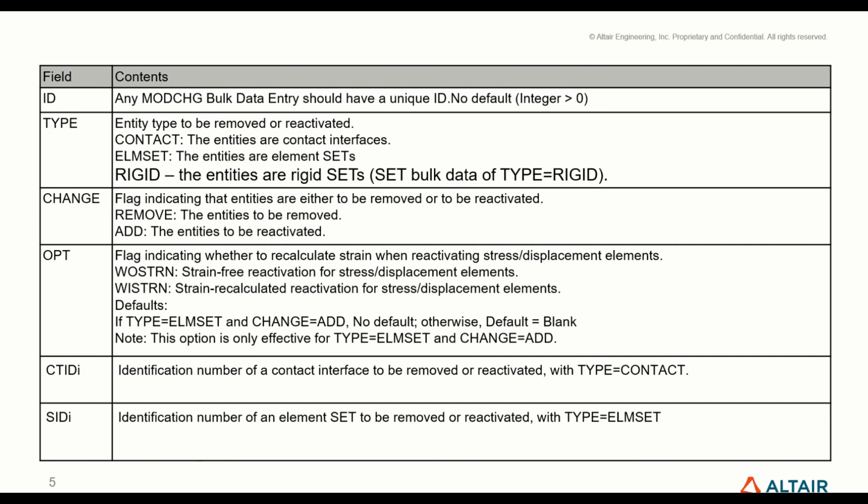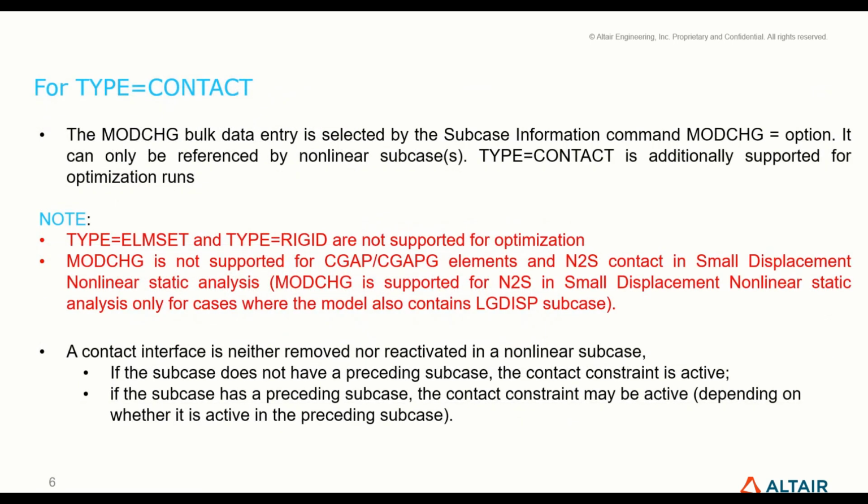In the change field, we can use remove or add. We have the with strain and without strain option also. And for the type as contact, the model change bulk data entry is selected for the subcase information, and it can only be referenced by the nonlinear subcase, meaning it is additionally supported for the optimization runs only.